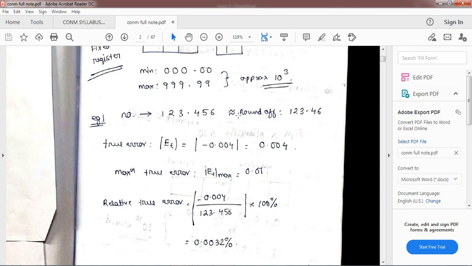Now suppose I round it off to 123.46. Why is it 6? Because it is 5 and this is greater than 5, so it will become 6. I believe you know that. So what is the error?